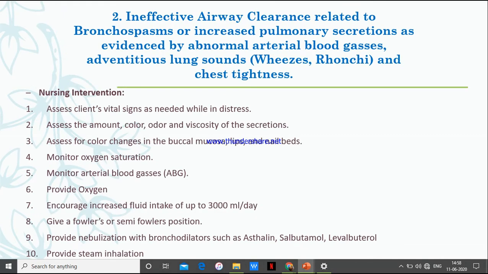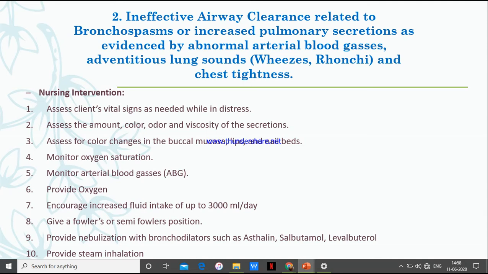Next is the ineffective airway clearance related to bronchospasm or increased pulmonary secretions as evidenced by abnormal ABG or adventitious lung sounds like wheezes, rhonchi and chest congestion or chest tightness. So in this condition, the interventions are, we have to assess the vital signs. We have to assess the amount, the color, the odor, and the viscosity of the secretion. Whatever pulmonary secretions they are releasing out, we have to check the amount.